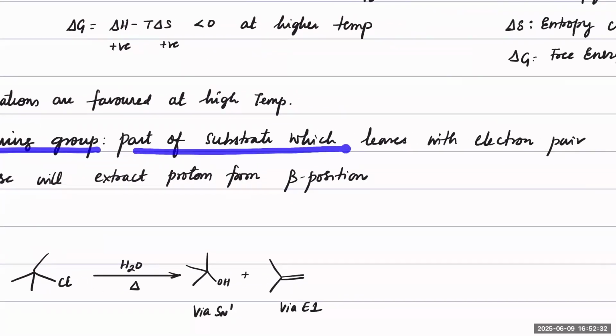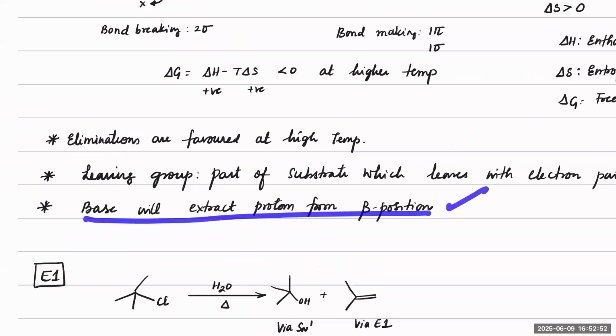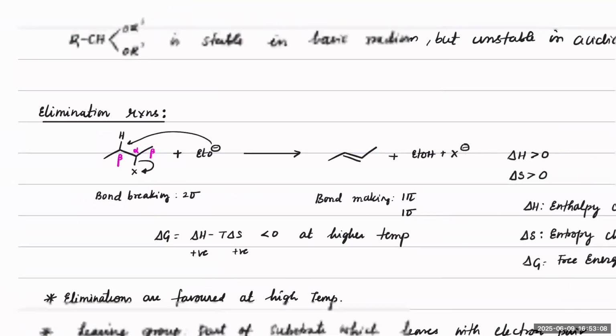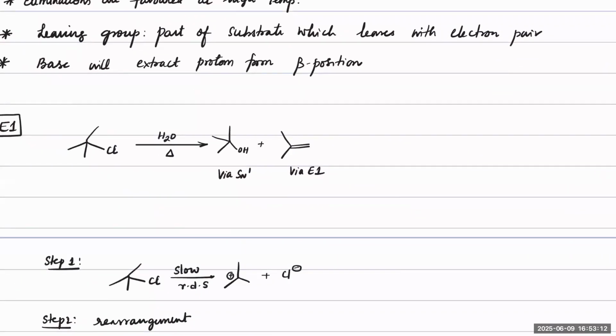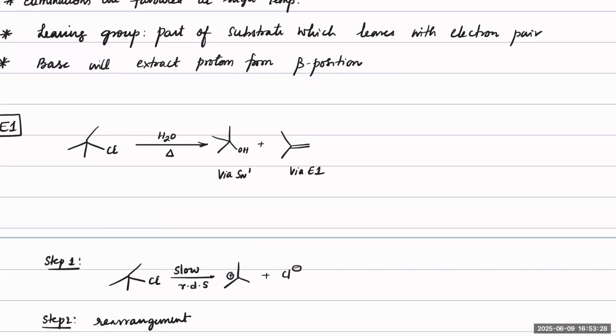Leaving group is a part of a substrate which leaves with the electron pair. If it is leaving with an electron pair, that will create a positive charge on carbon. And the base is extracting a proton from the beta position. Now notice these positions. Where the halogen is removed, that position is always symbolized as alpha, and the adjacent carbons are termed as beta. And the mandatory thing is that beta should have at least one hydrogen to be removed, otherwise we cannot make a double bond. So therefore, the base will always extract a proton from the beta position. Any doubt here?